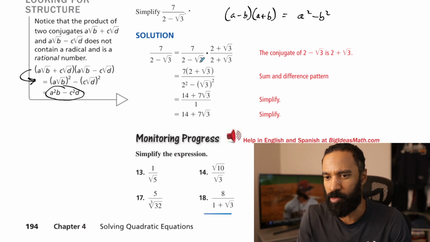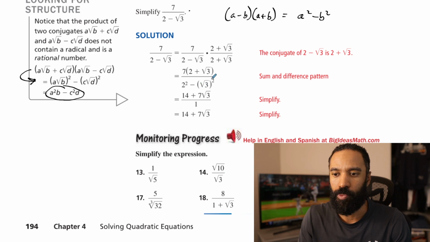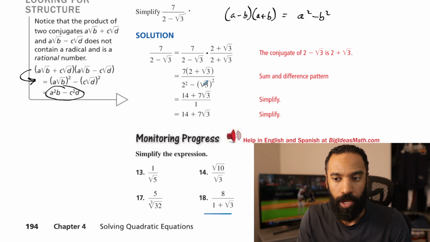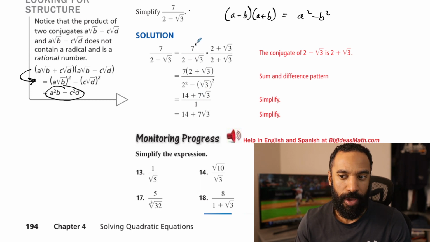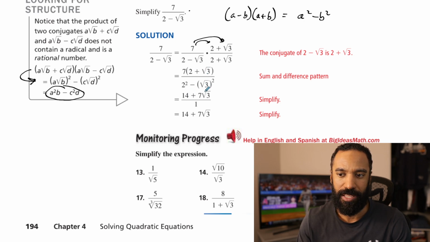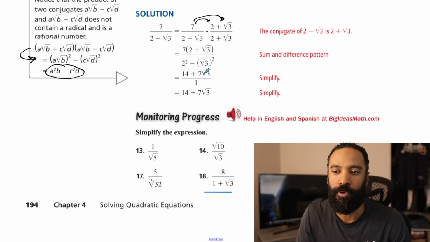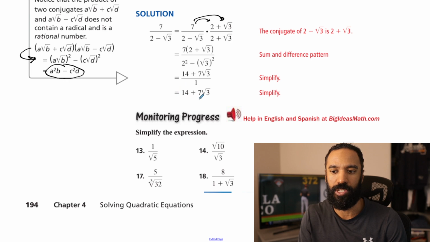2.3 to be specific. So it becomes 2 squared minus root 3 squared. Now 2 squared is 4. Root 3 squared is 3, and 4 minus 3 is 1. Now on top, you have 7 distributing into both of those. It actually shows right here. 7 times 2 is 14, 7 times root 3 is 7 root 3, and 14 plus 7 root 3 over 1 is 14 plus 7 root 3.